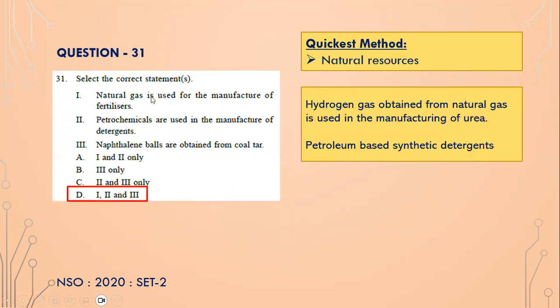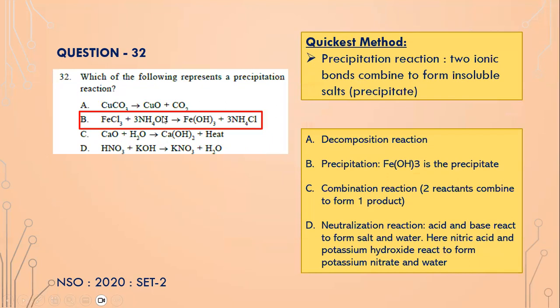Select the correct statement. Natural gas is used for manufacture of fertilizers, which is correct. Petrochemicals are used in manufacture of detergents, synthetic detergents, which is correct. And naphthalene balls are obtained from coal tar, which is also correct. So 1, 2, and 3, all of them are correct.